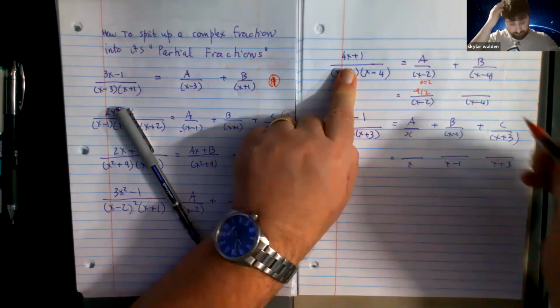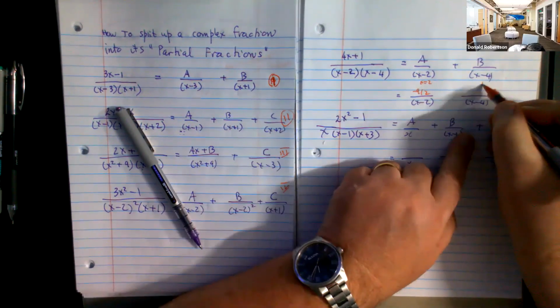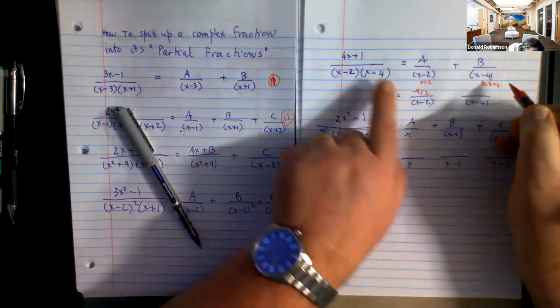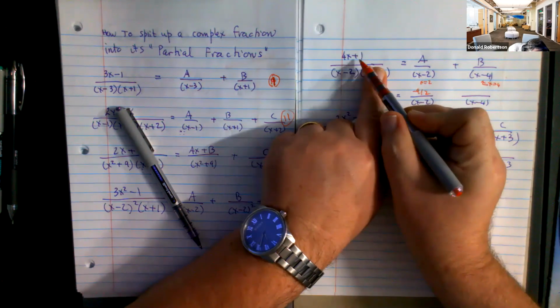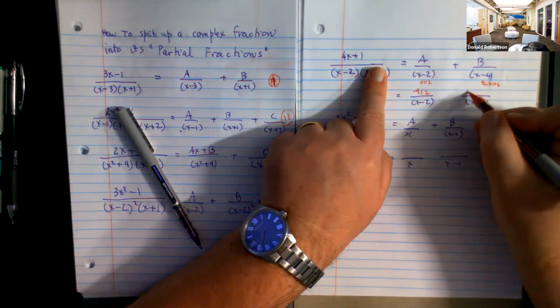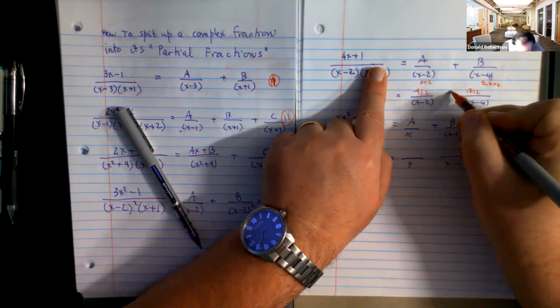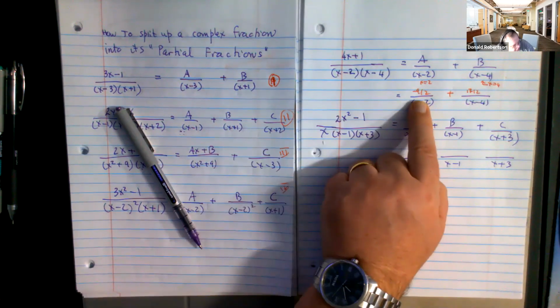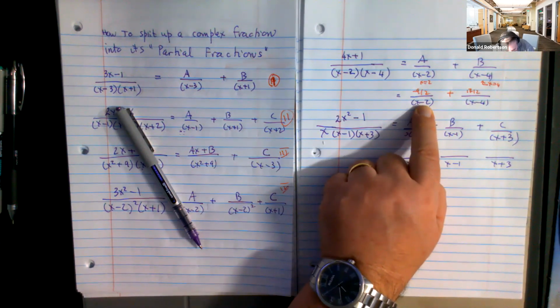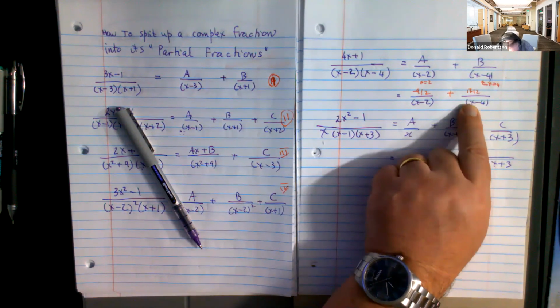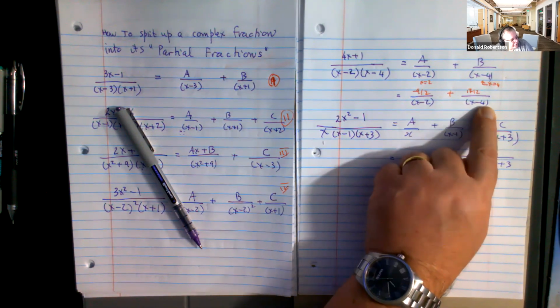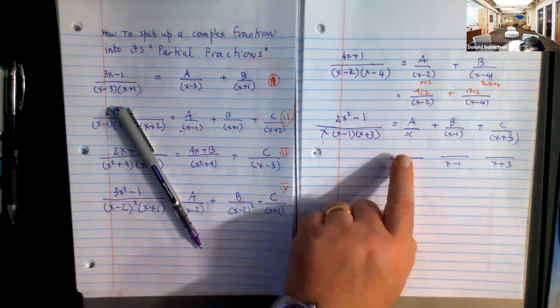Right, on to B then. You're going to use 4 this time, aren't you? So cover this up. 16 add 1 is 17, 17 over 2. So what would that be? Negative 9 halves, the natural log of x minus 2, plus 17 halves, the natural log of x minus 4, plus c.